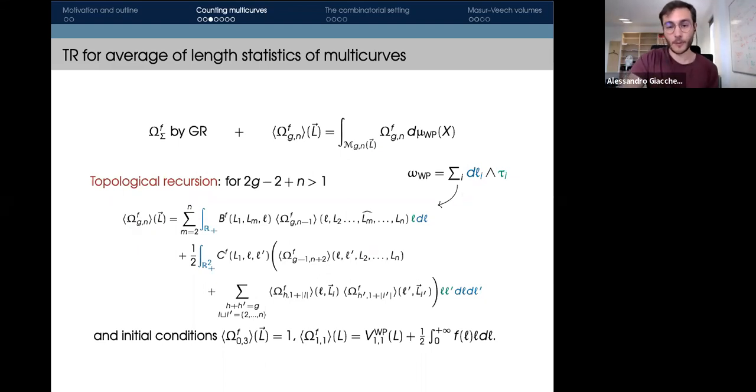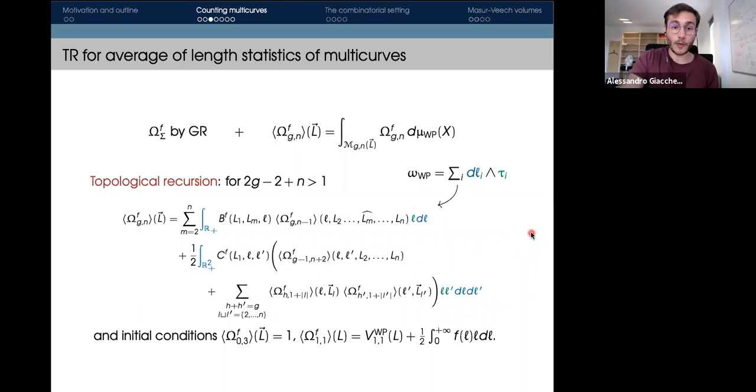And yeah, the main point to obtain this is actually the Wolpert formula for the Weil-Petersson form. So I will not have time to explain this, but basically this dl, it's contributing with this integral and this dl here, and the tau is giving this multiplication by this small l here. But the point is that you have a recursion for these functions with some initial data.